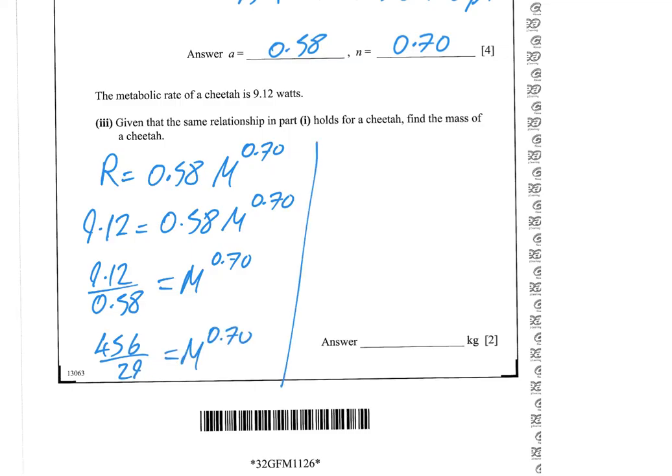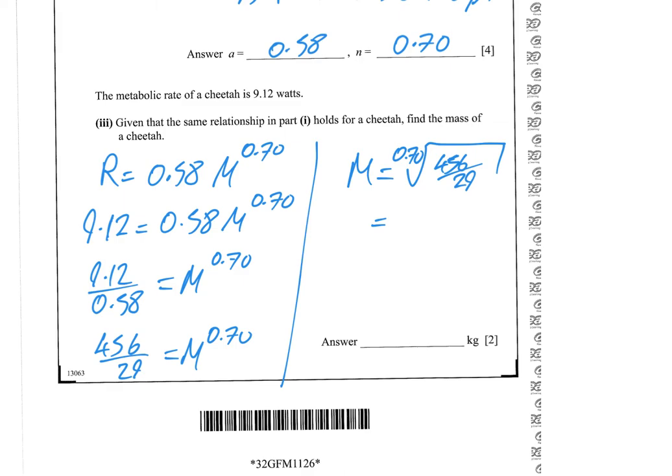Just go over here to finish that off. That means m itself is equal to, and quite a lot of people like using the root button on the calculator, so it is the 0.70 root of 456 over 29, which seems weird, and I'm just going to do that just to check that.